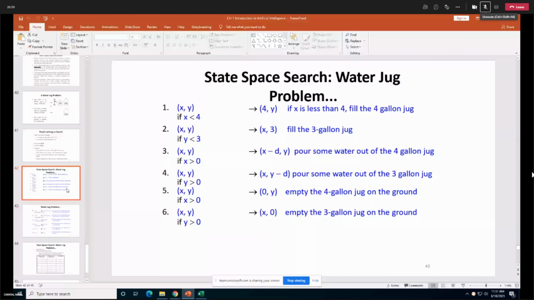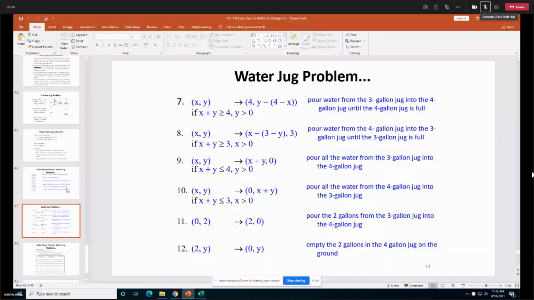The fifth and sixth rules say that if X is greater than 0 and Y is greater than 0, you can empty the 4-gallon jug on the ground, and the same for Y: you can empty the 3-gallon jug on the ground. Rules 7 and 8: rule 7 tells you that you can pour water from the 3-gallon jug into the 4-gallon jug until the 4-gallon jug is completely filled. So you pour water from one jug to another until the jug you are pouring into is completely filled. Rules 7 and 8 say this.